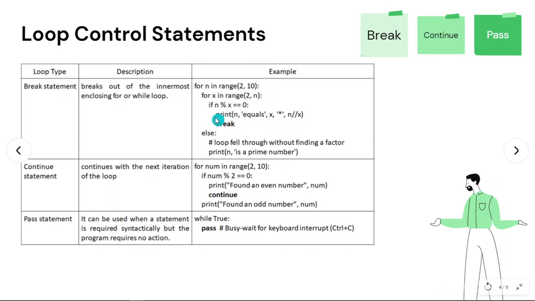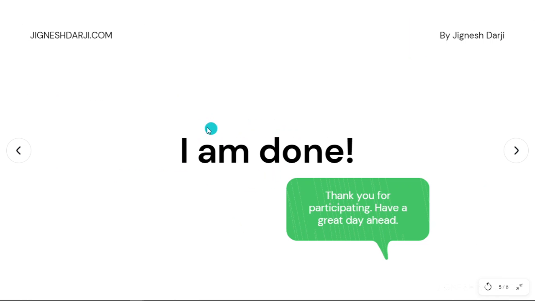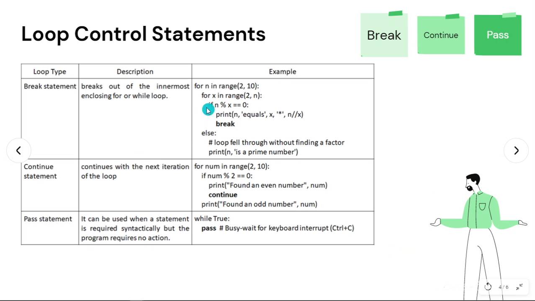For example, here if it's executing the break statement, it automatically closes the innermost loop, that is this particular for loop. So it automatically exits from this particular loop and continues its execution with the parent for loop.